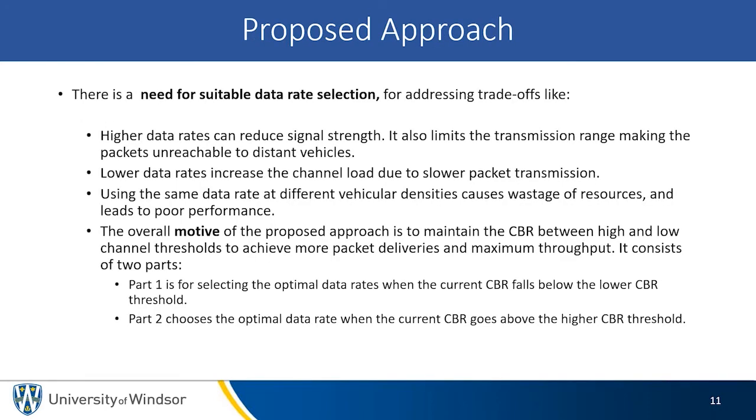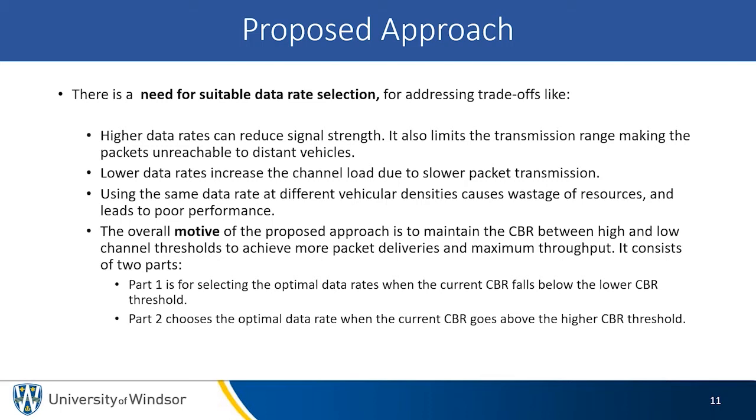Proposed approach. There is a need for suitable data rate selection for addressing trade-offs like higher data rates can reduce signal strength. It also limits the transmission range, making the packets unreachable to distant vehicles. Lower data rates increase the channel load due to slower packet transmission. Using the same data rate at different vehicular densities causes wastage of resources and leads to poor performance.